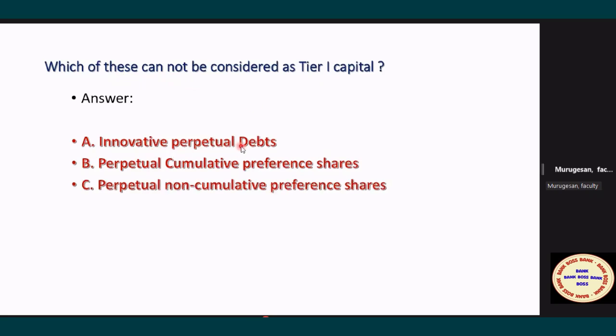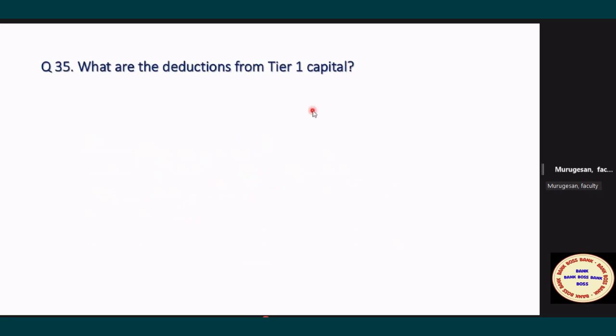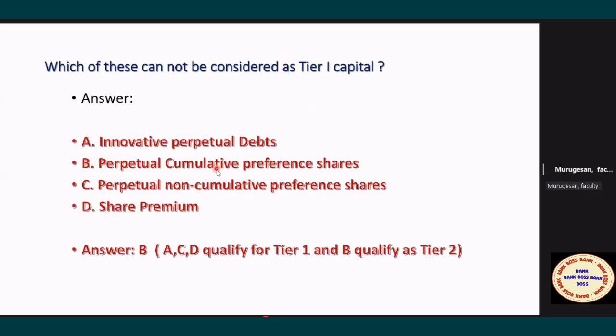Innovative perpetual debt. Perpetual cumulative preference share will never be Tier 1; it should be non-cumulative. Cumulative means it will be added. The share premium is always Tier 1, perpetual as well. So A, C and D qualify; only B will not qualify as Tier 1, that will qualify as Tier 2 only. So A, C and D qualify as Tier 1, B qualifies as Tier 2. Simple. Sometimes they will twist you.